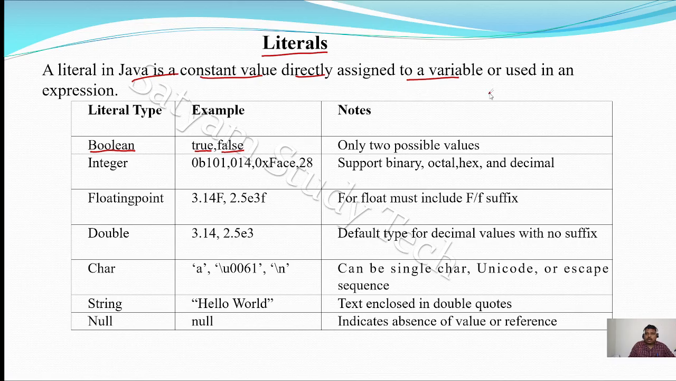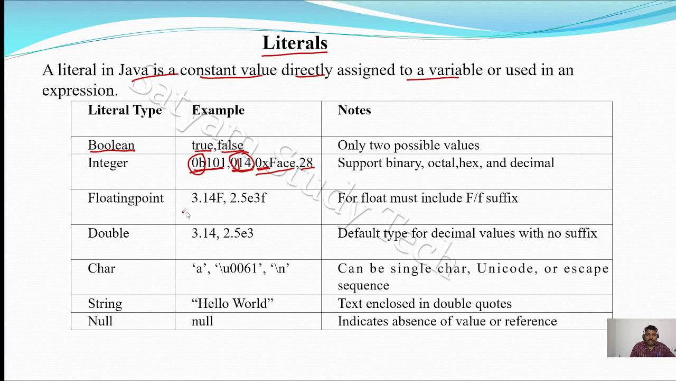Integer literals come in several types. Here is a binary literal; the prefix 0b indicates a binary literal. This type is called an octal literal, where the prefix is 0. Here the prefix is 0x, which is a hexadecimal literal. Here it is 28, a decimal literal. So these are the integer literals supported in Java.